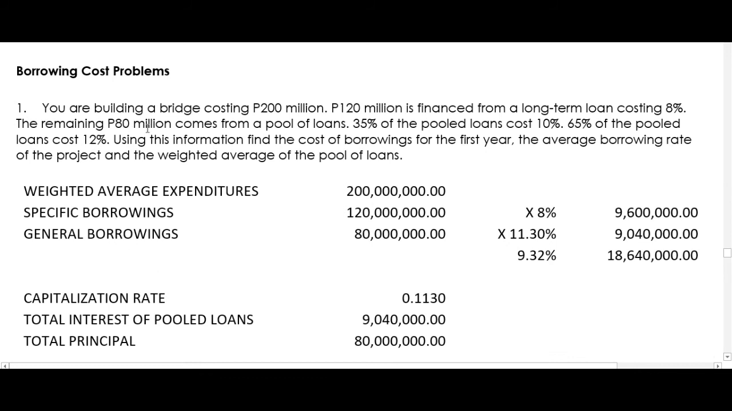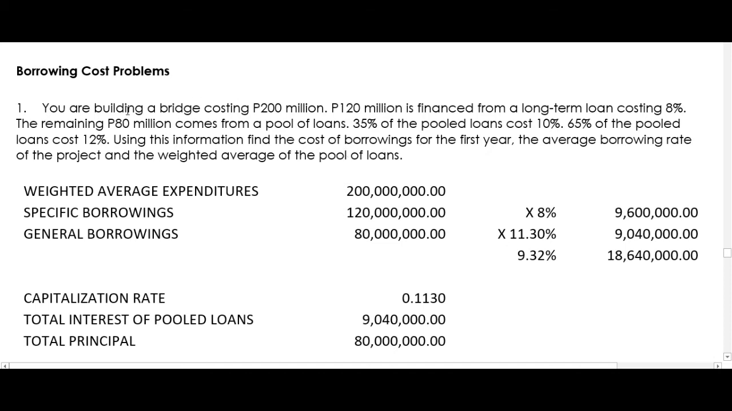Number 1, you are building a bridge costing 200 million. 120 million is financed from long-term loan costing 8%. The remaining 80 million comes from a pool of loans. 35% of the pooled loans cost 10%, 65% cost 12%. Using this information, find the cost of borrowings for the first year, the average borrowing rate of the project, and the weighted average of the pool of loans. Okay? So generally, ano muna ang gagawin natin dyan?